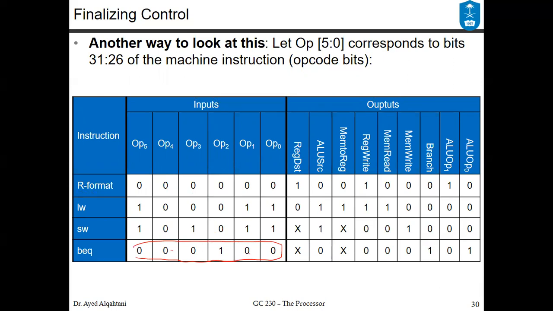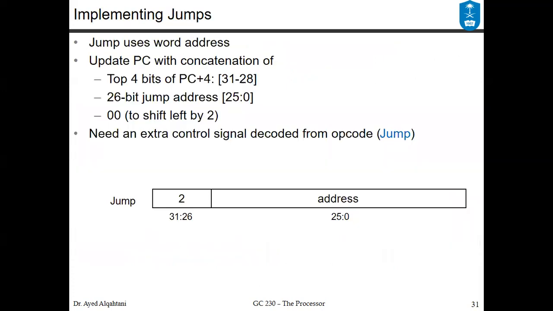Now, if you remember the set that we considered in our ISA, we've discussed everything except one instruction, which is the jump. And this is why we are checking the jump here. To implement the jump, this is the J type instruction. We only care about the jump. So the jump uses a word address. It updates the PC with concatenation. So we are concatenating the bits.